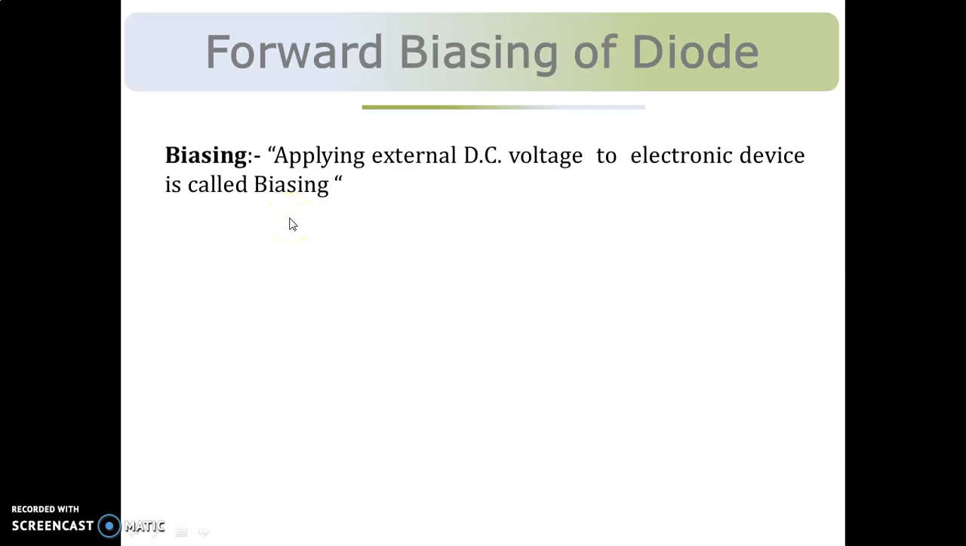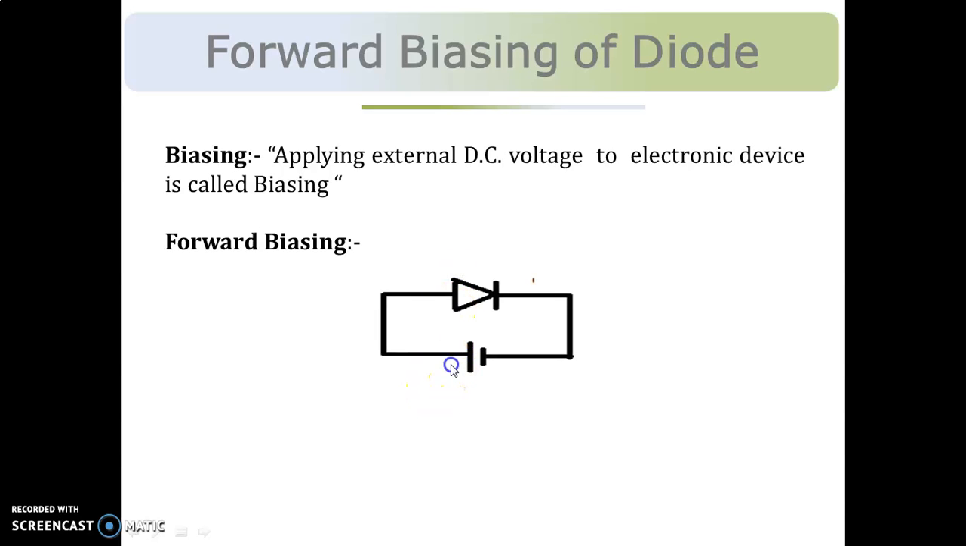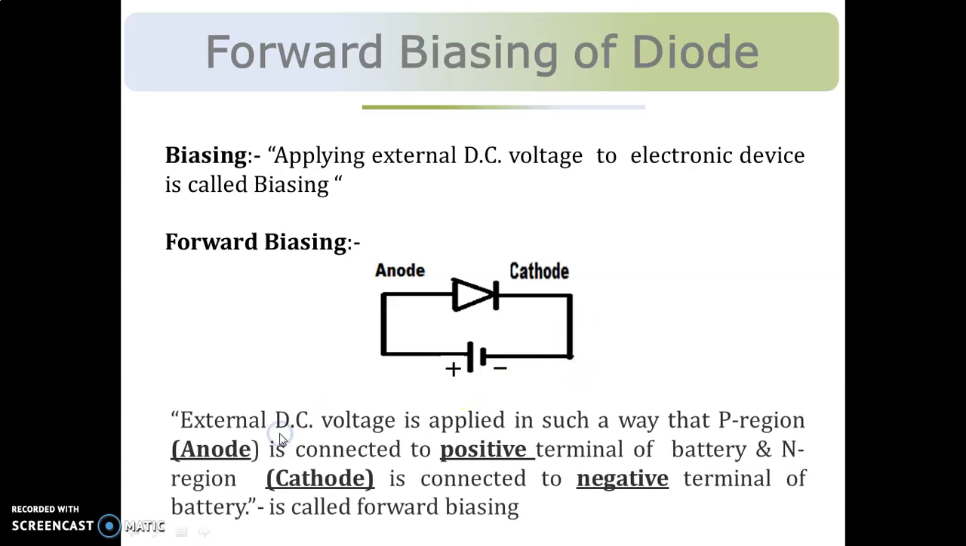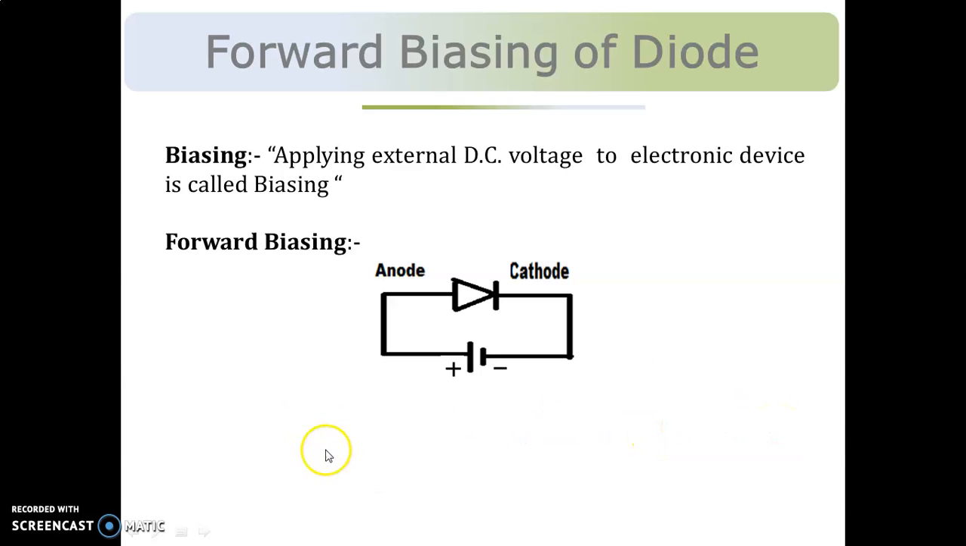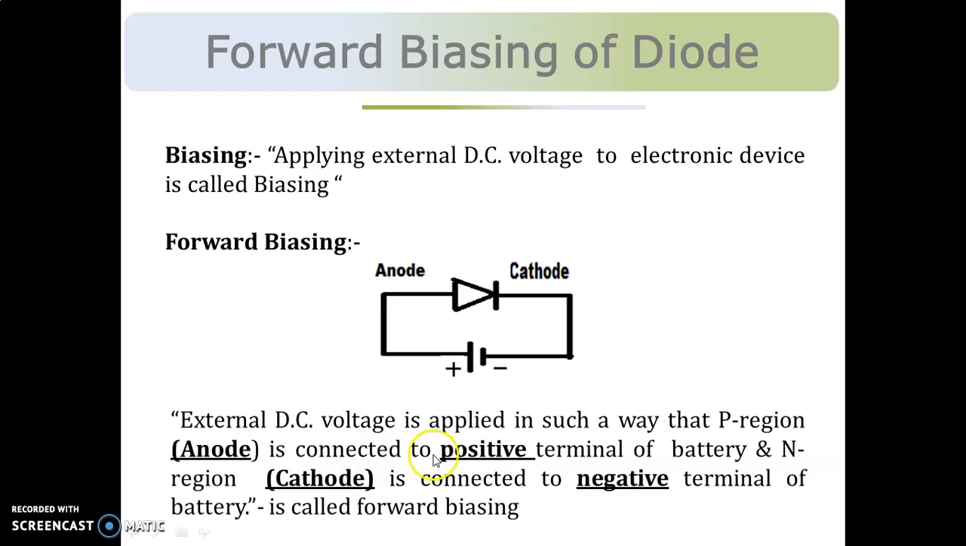Now, what is the forward biasing? Let us see this circuit diagram. Here, the positive terminal of the battery is connected to anode and negative terminal of the battery is connected to cathode. So, we can say that if the external DC voltage is applied in such a way that P region is connected to the positive terminal of battery and N region is connected to the negative terminal of battery, then these connections are forming a forward bias.